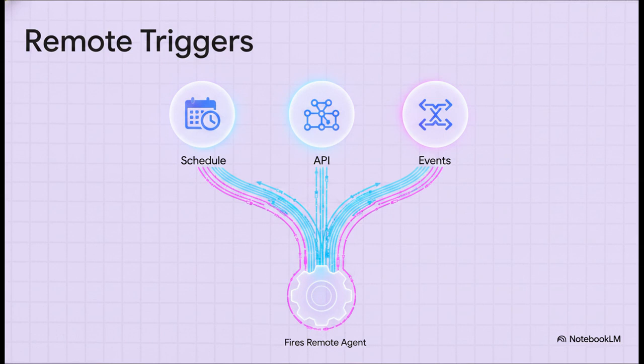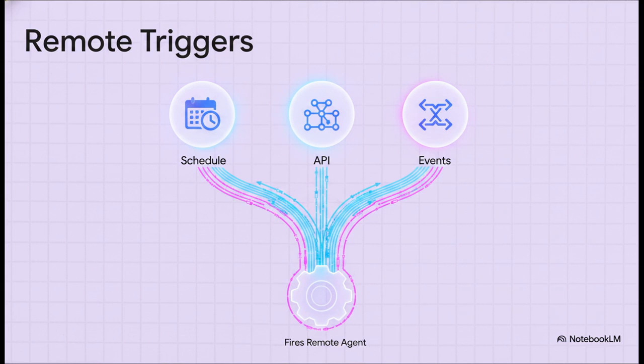First up is the schedule. And yes, it is wonderfully time zone aware, so 8 a.m. local time is actually 8 a.m. local time. No painful UTC conversion math required. Just keep in mind, schedules do have a strict 1-hour minimum interval. Your second option is the API trigger for external webhooks.